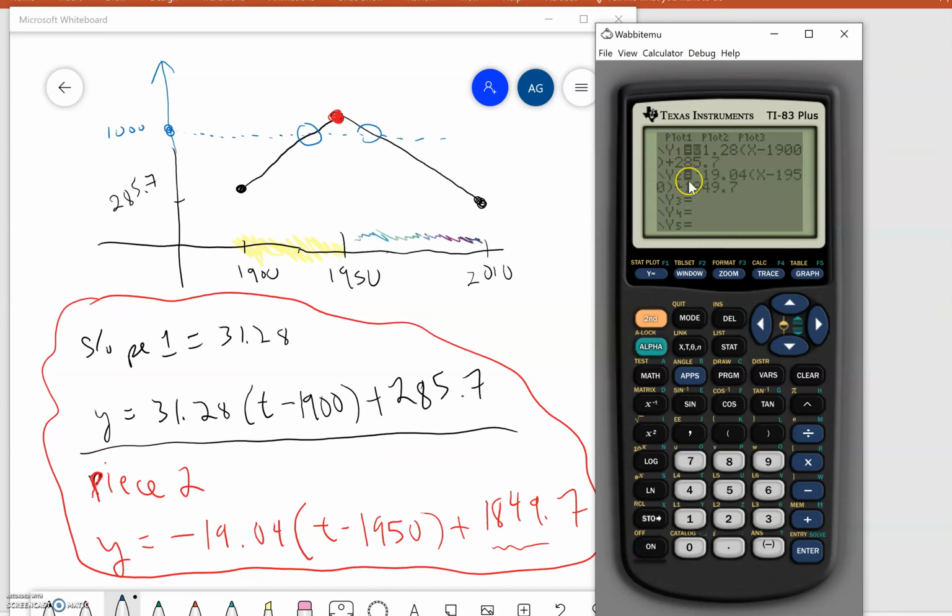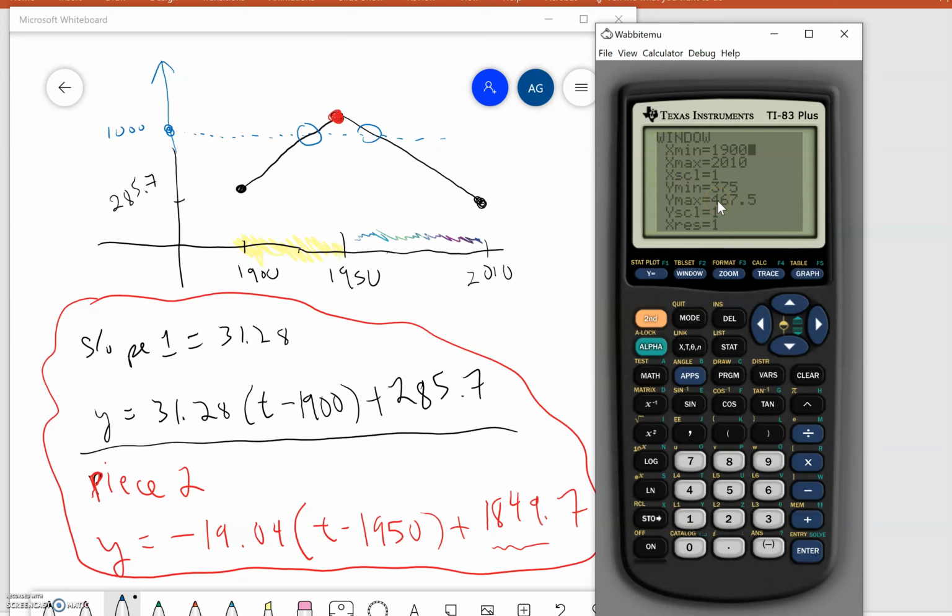First of all, we have both functions entered in the function menu, and let's look at our window. So we need to actually start in 1900. And let's let our x max, actually that's probably okay for 2010. Our y min and our y max though, now we know that those aren't gonna be right. That's from the previous example.